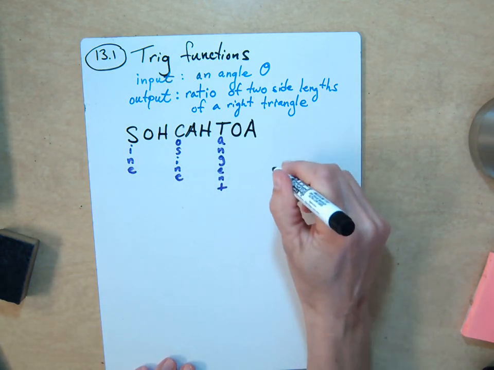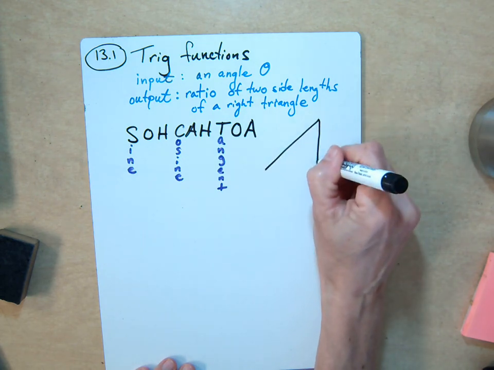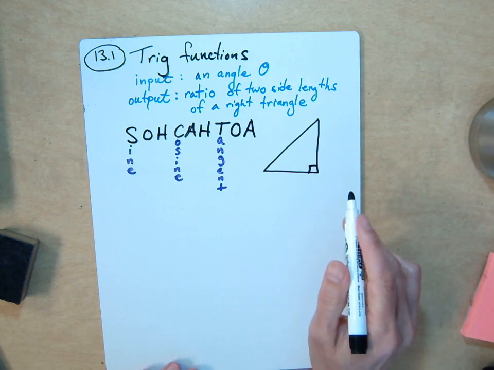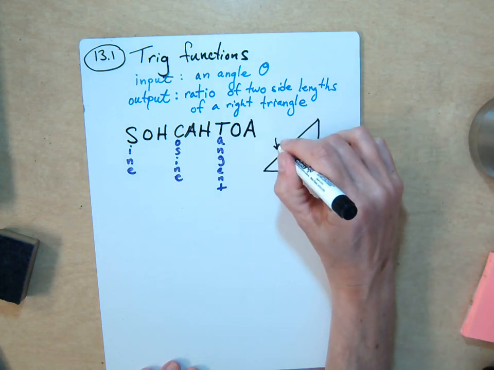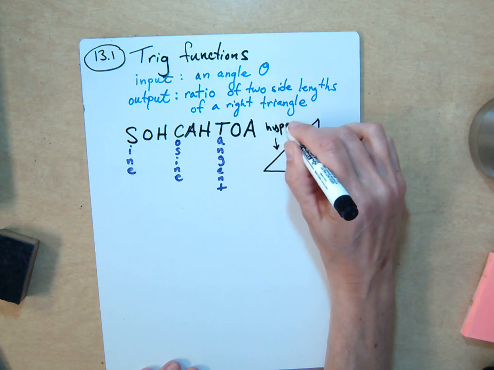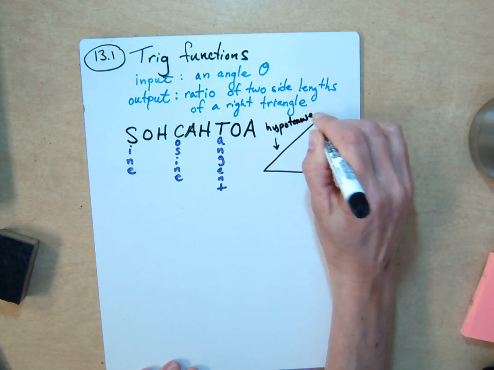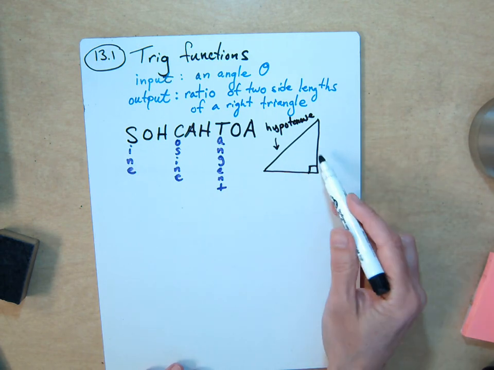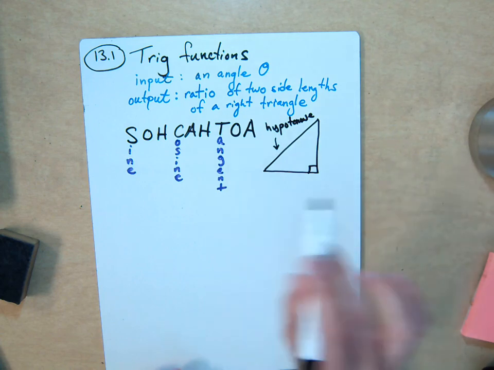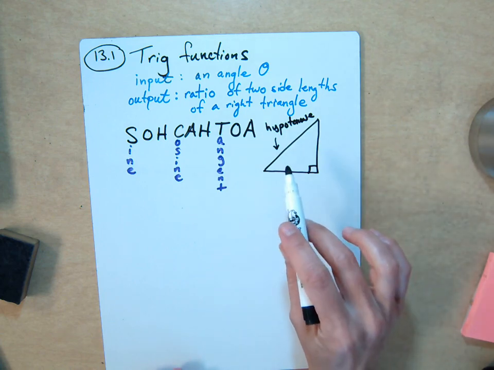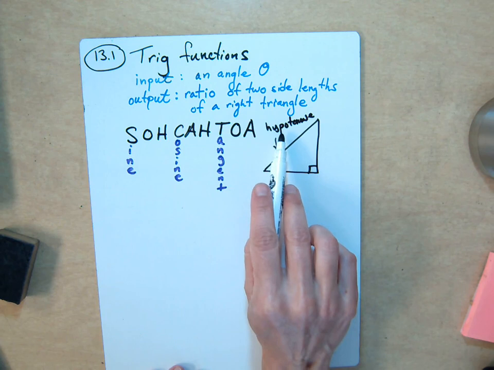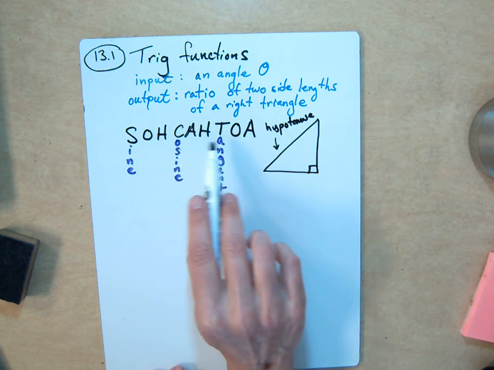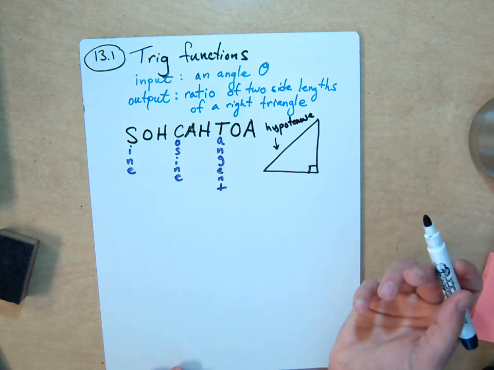So with a picture, let's be sure we're really clear on which sides we're talking about. Remember, we're always talking about a right triangle, so that has a 90-degree angle. The hypotenuse, sometimes people refer to it as the slanted side, is the side that's opposite the right angle. So that's the hypotenuse, period. The H in this mnemonic means hypotenuse. Now, as far as O and A, opposite and adjacent depend on where your angle is.